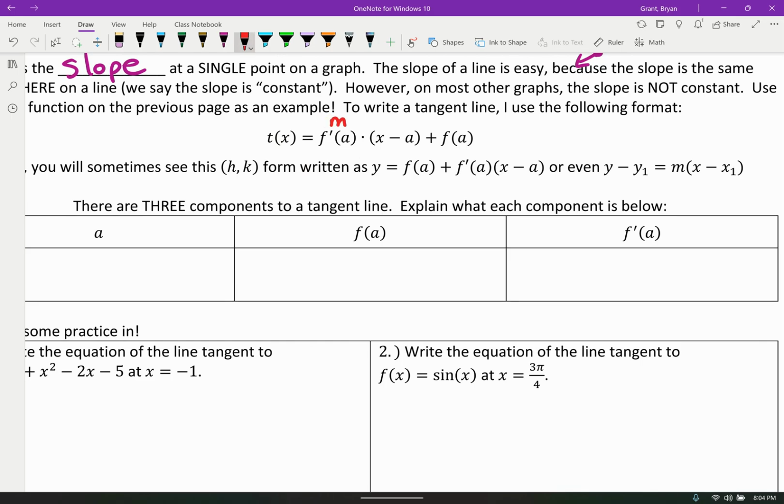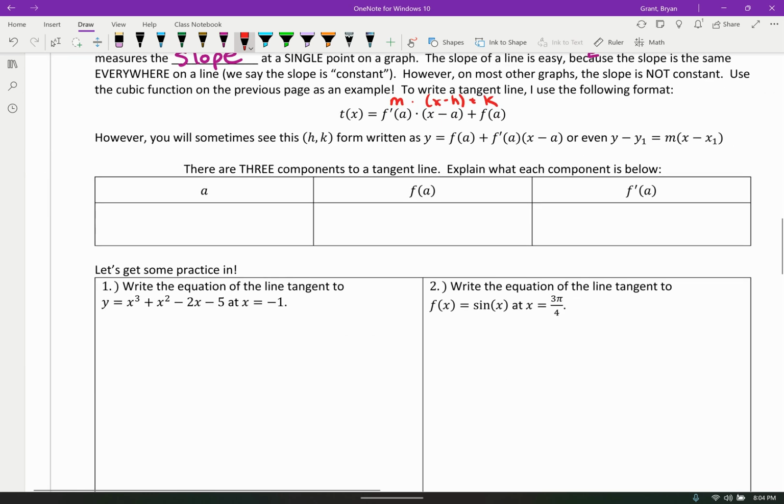We have our m times x minus h plus k, where you will see these 3 pieces as a being the x value. Oftentimes that's given. I'd say about 90% of the time they will give you the x value. F of a is going to be the y value. You'll usually have to find this. And then f prime of a is almost never given. Say almost never. And you'll certainly have to find this.